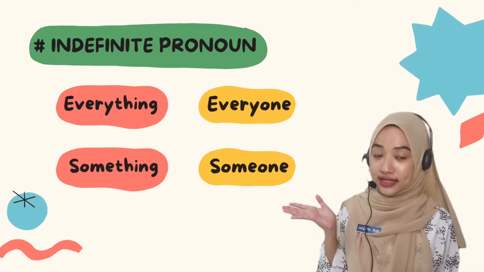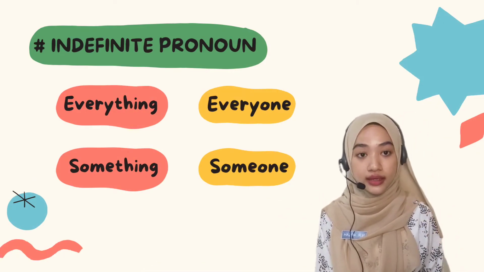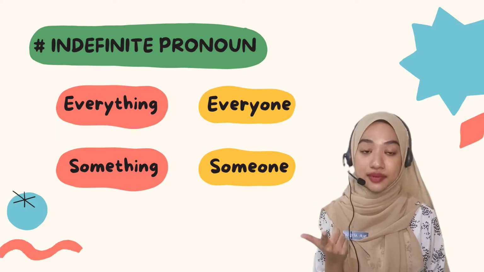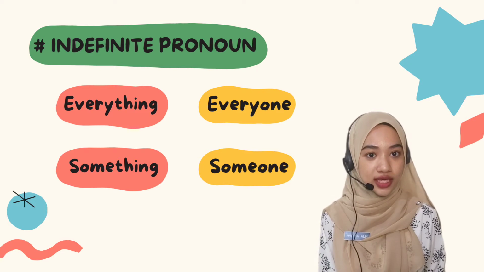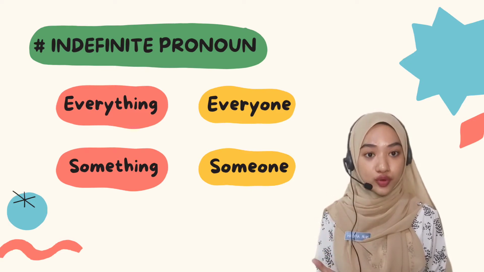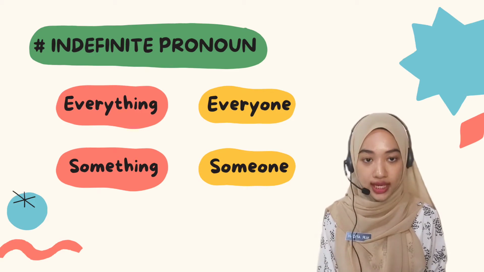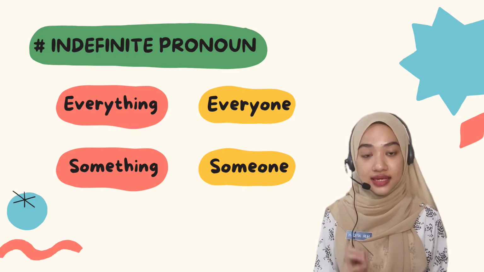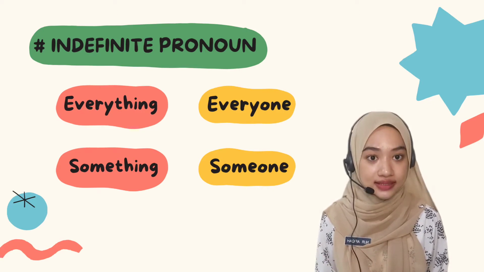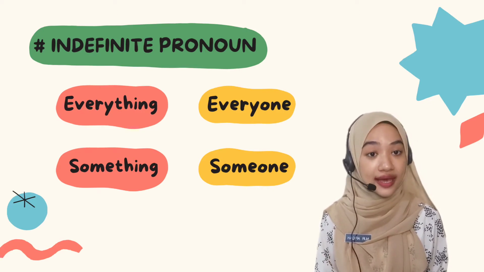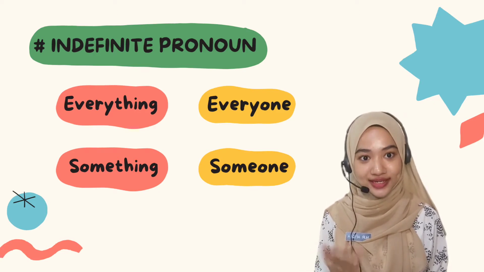Right, as you can see, it is indefinite pronouns. Okay, everything, something, everyone, and someone. Okay, now you have known what are the indefinite pronouns that we are going to learn today. Let's take a look at the definition and the example sentences to use everything, something, everyone, and someone.